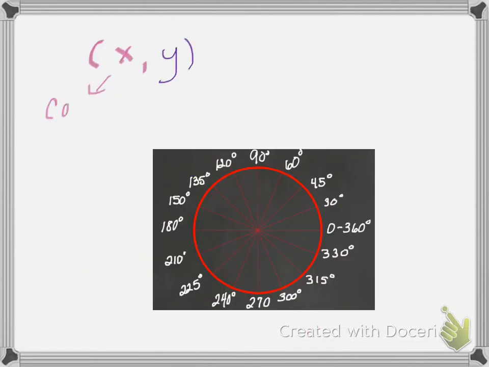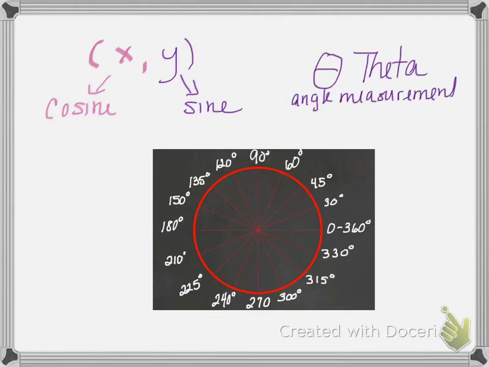Other things you need to know. The x relates to cosine, and the y is sine. That symbol is theta, which just relates to angle measurement. And we're going to talk about some coordinates for what I'm going to call the cardinal points: 0, 360, 90, 180, and 270.